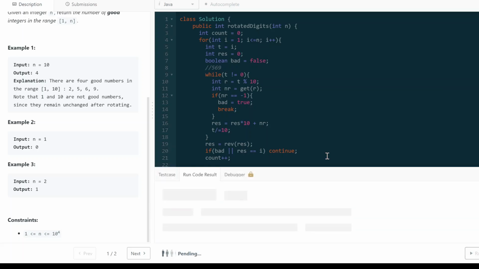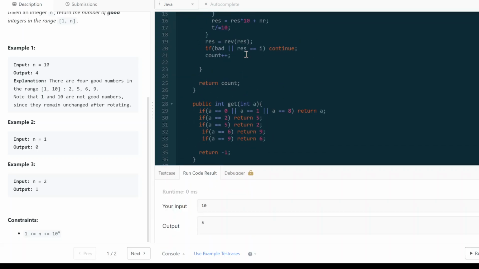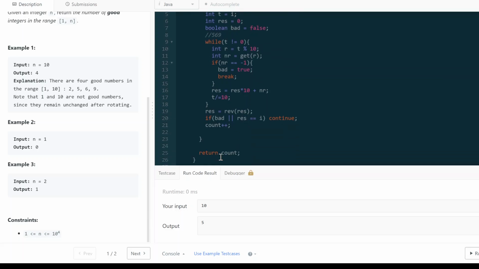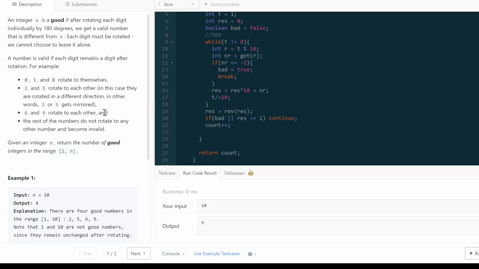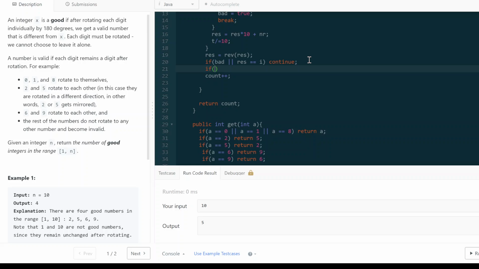Let me run it. Whenever you write this much code, there will be the chances that you will mess up something. And I think we have messed up something. I'm getting 5. But we should get 4 only. So let's see for which numbers we are getting true, right? So maybe I can just write system.out.println i plus the corresponding result that we are getting. Let's see.